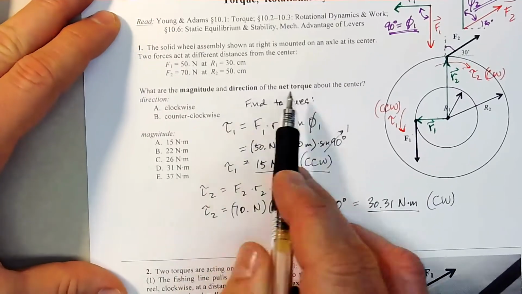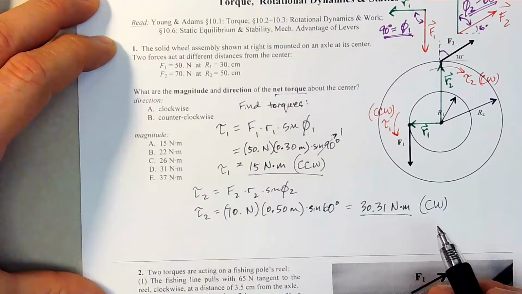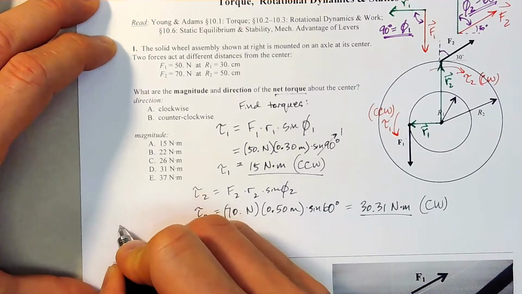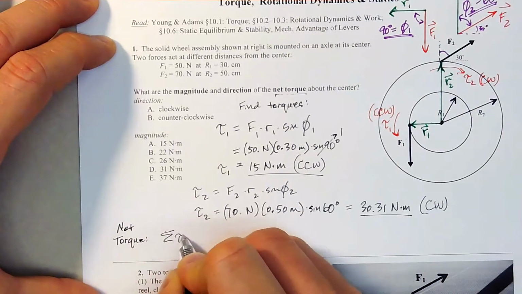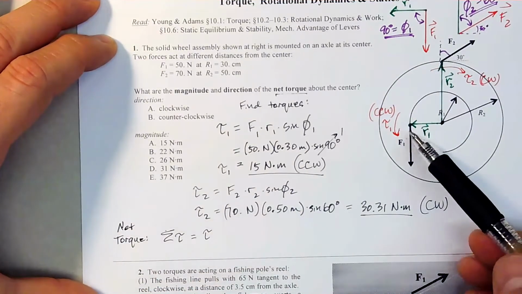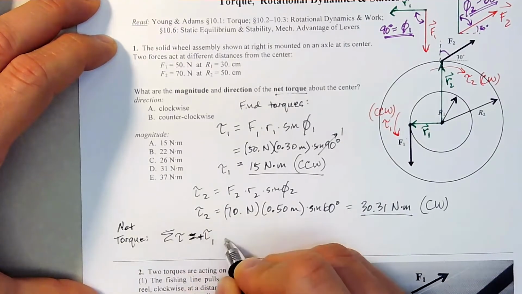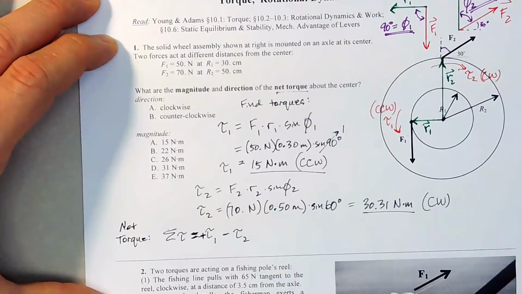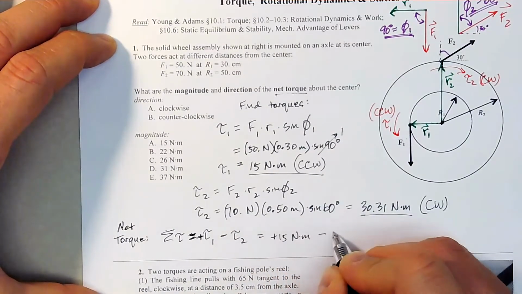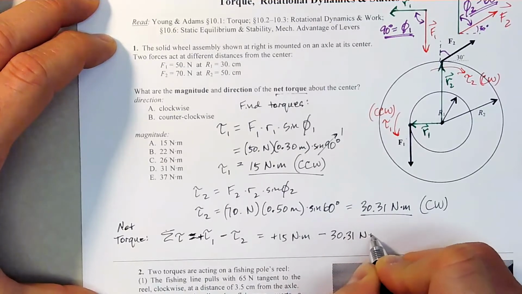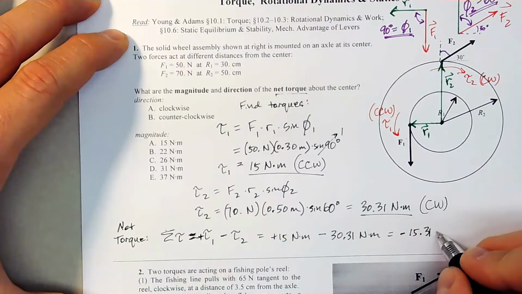So now when time comes for us to find the net torque, I'm going to use my plus and minus sign convention, right? For adding torques. So I can find the net torque. That's going to be equal to torque 1, counterclockwise, so I'll make it positive. And then torque 2 is clockwise, so I'll make it negative. So that's going to be positive 15 Newton meters minus 30.31 Newton meters. And the answer is about negative 15.31 Newton meters.